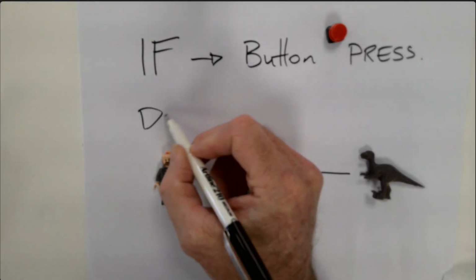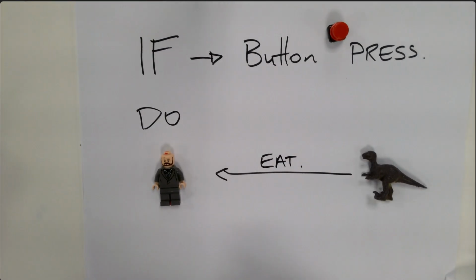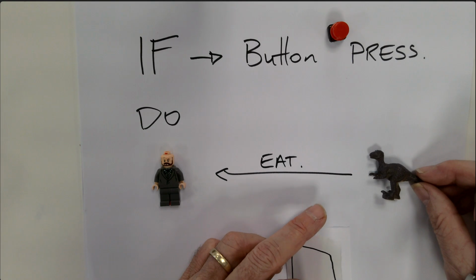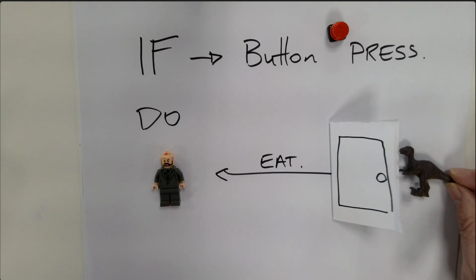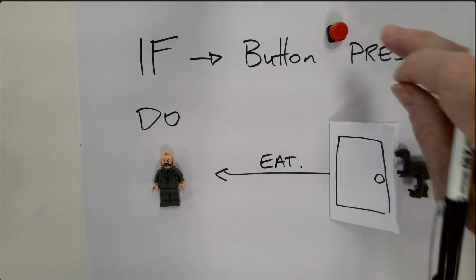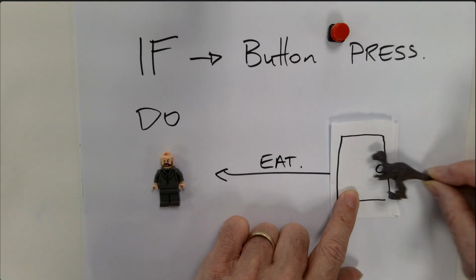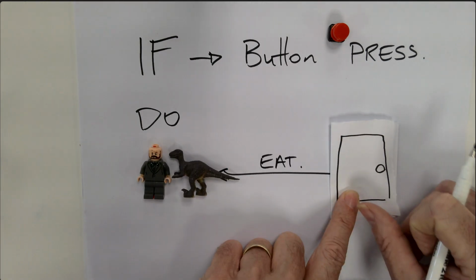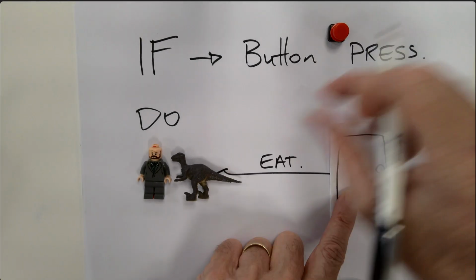The do is the dinosaur is going to eat this Lego man. But it's not being satisfied at the moment because I haven't pressed the button, so there's a door here. He's behind the door, he can't get through, so he's locked out. If I press the button, boom, the conditions are met, the door gets opened and he comes through here and eats the guy.